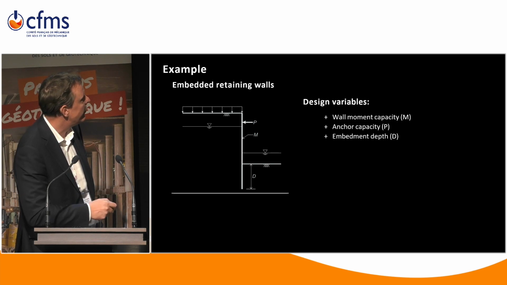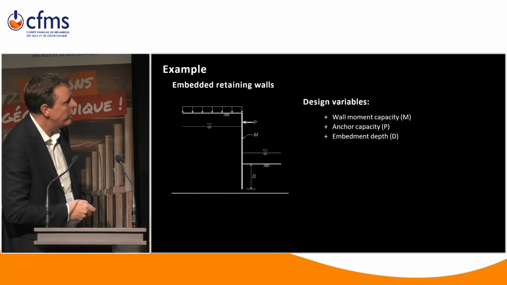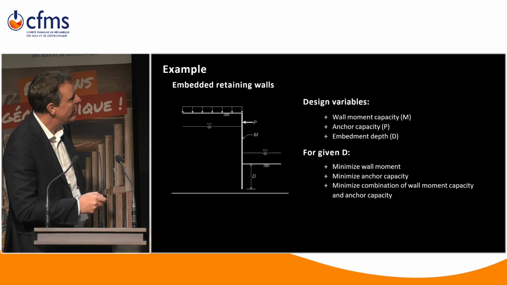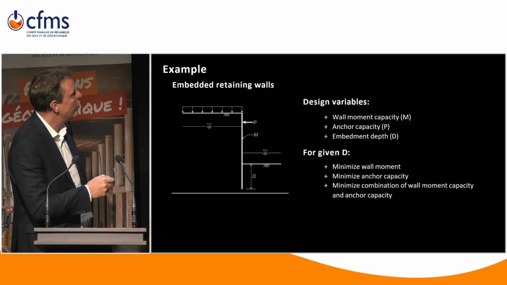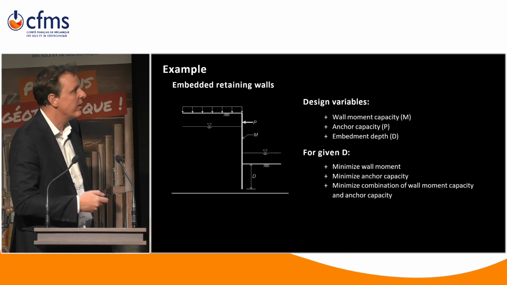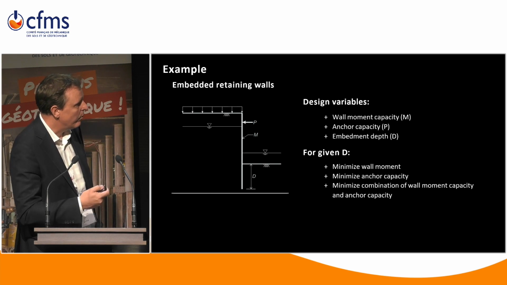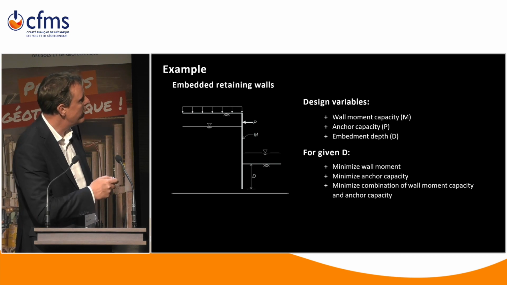So the design of a retaining wall like this with a single anchor, well, you could say there are three design variables: the wall moment capacity, the anchor capacity, and then the embedment depth. So what you could do is you could say, for a given embedment depth, how do you come up with a design? Well, there's a lot of possibilities. There's an infinite number of possibilities, but there's some extremes where you could come up with a design that minimizes the necessary moment capacity, or the wall moment capacity.